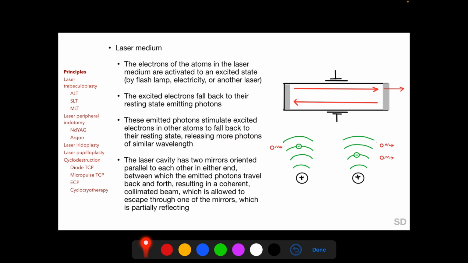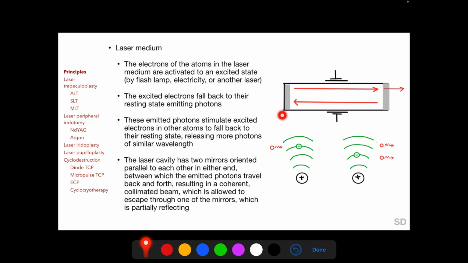similar wavelength. So when the laser is switched on, a large number of atoms become activated with their electrons moving to their excited state. In some of these atoms, the excited electron spontaneously falls back to its resting state, emitting a photon. These photons then stimulate excited electrons in neighboring atoms to fall back to their resting state, thus emitting another photon of similar wavelength. So inside the laser cavity in the laser medium, there is a chain reaction which leads to generation of a large number of photons of the same wavelength.